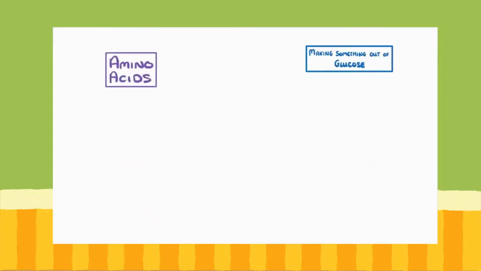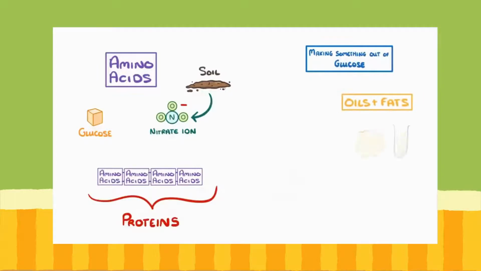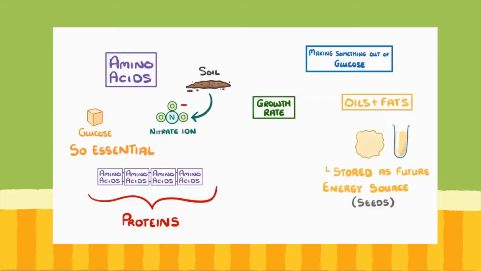Another use is making amino acids, which they can do by combining the glucose molecules with nitrate ions, which they get from the soil. And they can then combine these amino acids to make proteins. The final use is making oils and fats, which can also be stored as a future energy resource, particularly for seeds. Because glucose is so essential for plants, their growth rate is often dependent on how fast they can photosynthesize. So in the next video, we'll explore the factors that affect the rate of photosynthesis, which are light intensity, temperature, carbon dioxide concentration, and the amount of chlorophyll.